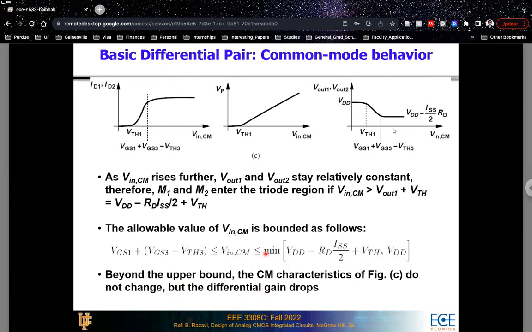Now, beyond this upper bound, the common mode characteristic that is shown here in this figure will not change. So that's why you do not see any other dotted line like this on the larger values of Vin,CM, where some of these DC parameters will change. So it's not that these common mode DC characteristics do not change beyond this upper bound, but the differential gain will drop because the transistor will not be in saturation.